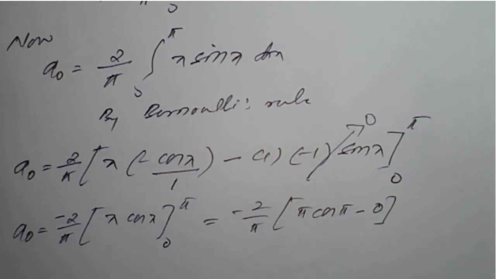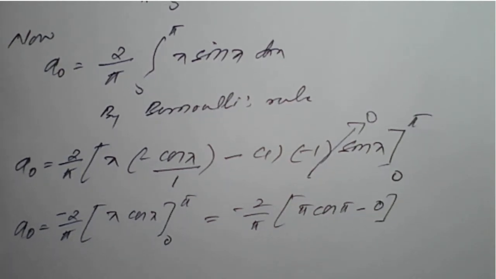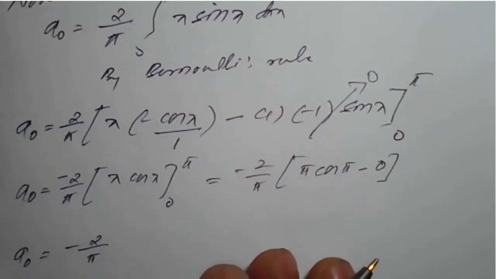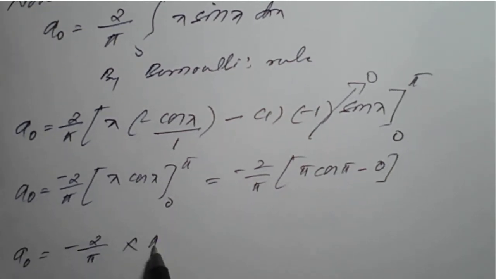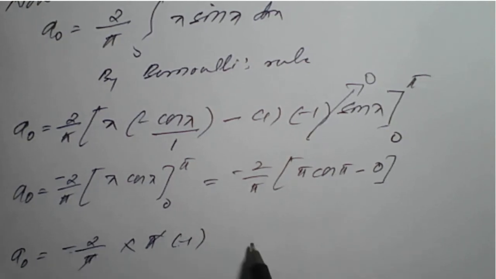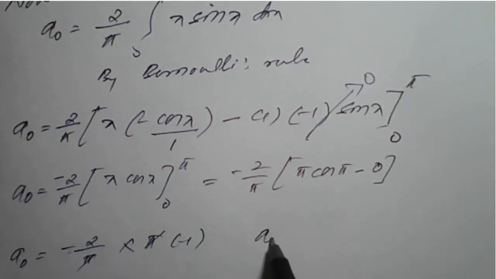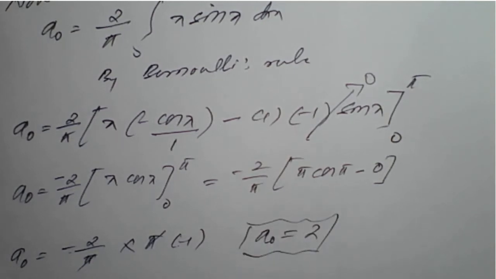Therefore a₀ will become minus 2/π into π cos π, and cos π is minus 1. This minus minus will become plus, and π cancels. So the a₀ value will be 2. We got the value of a₀. Now we'll see what aₙ is.